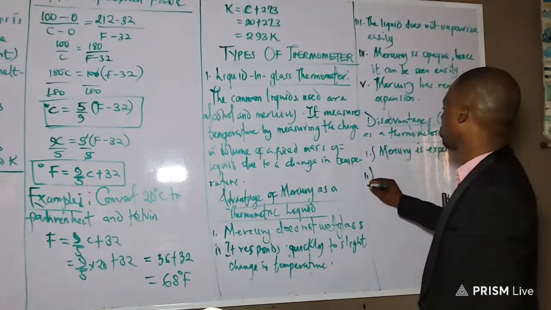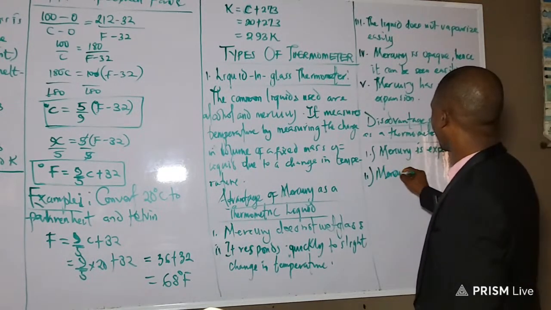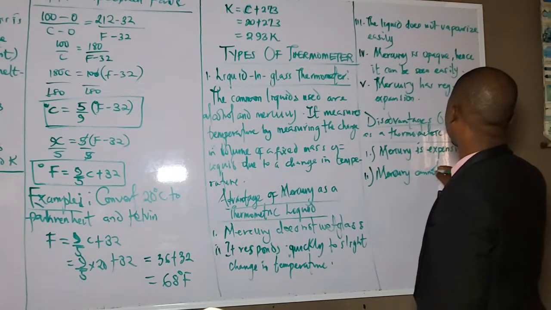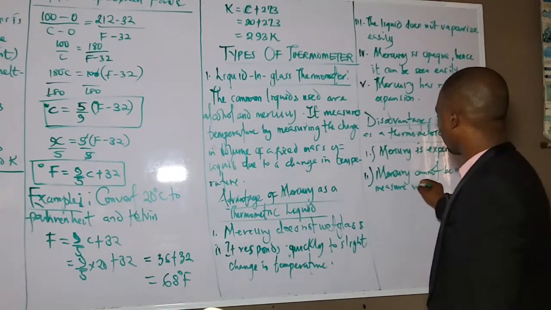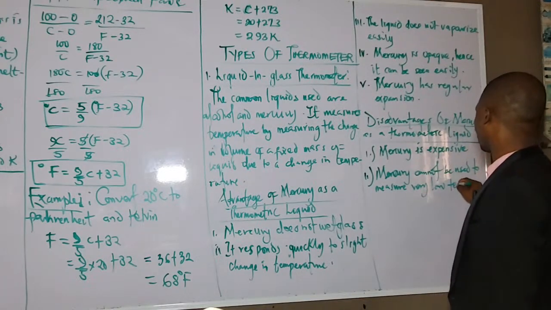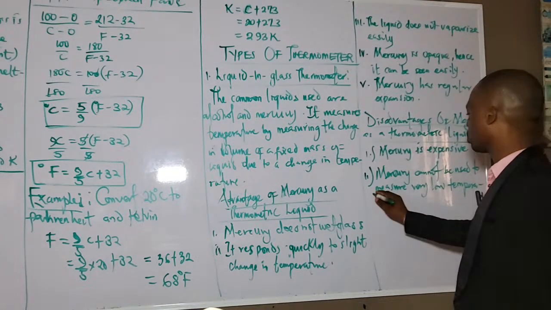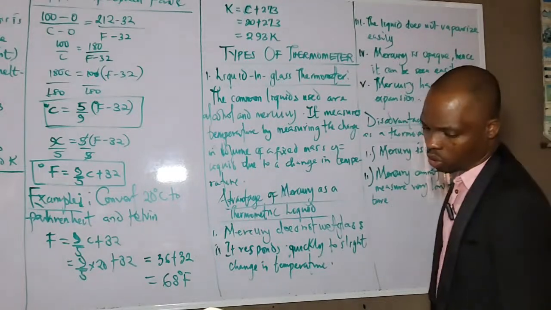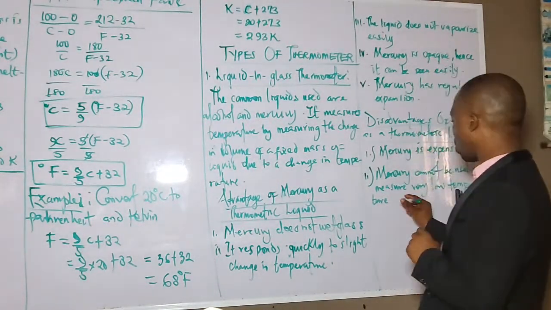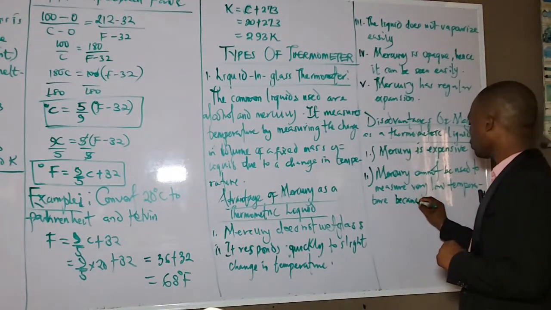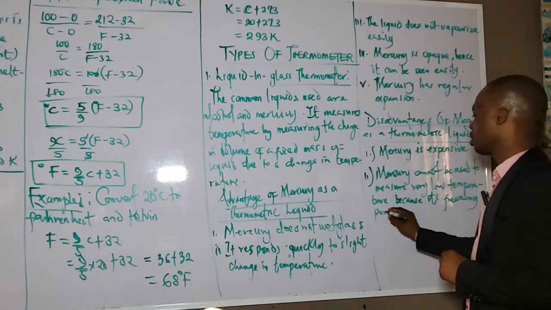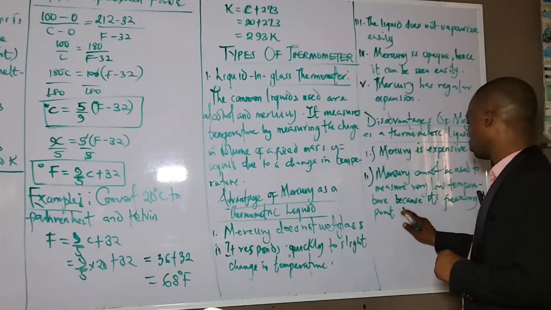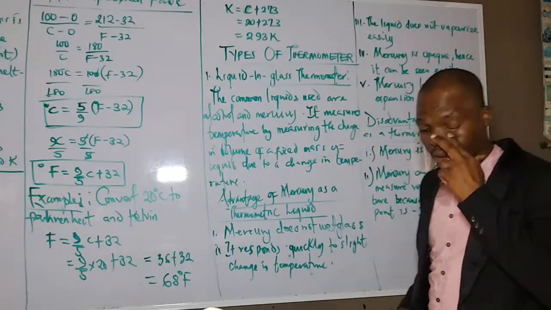Mercury cannot be used to measure very low temperature. Why? Because its freezing point, the freezing point of mercury, is minus 39 degrees Celsius.